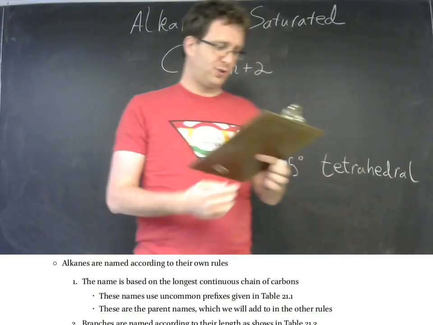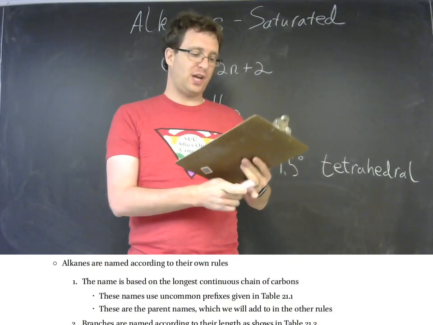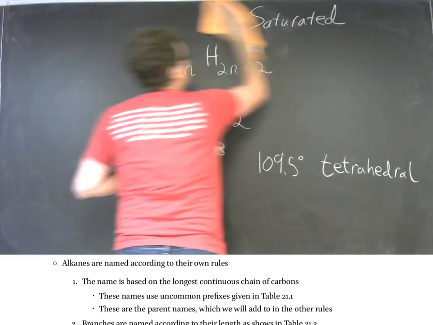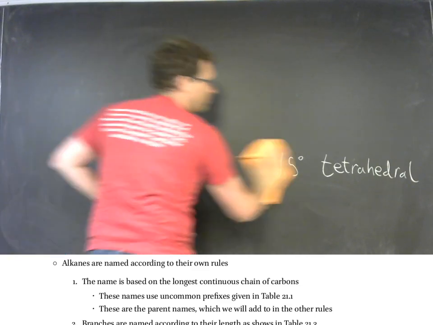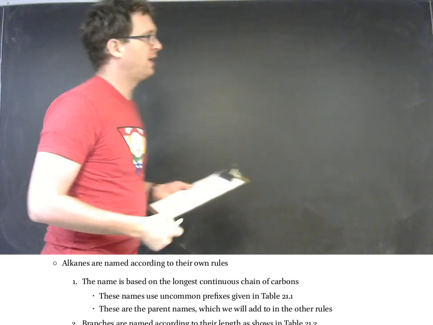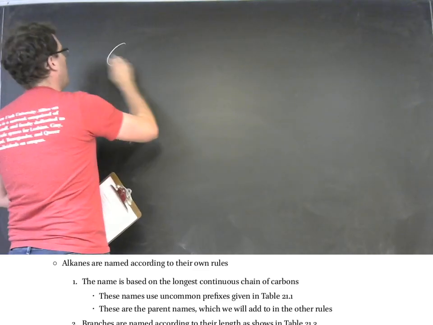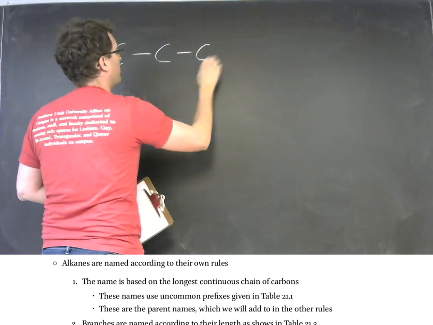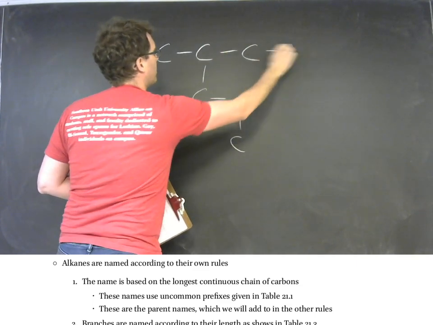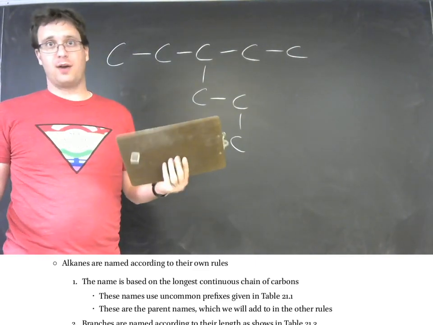So the first rule here is that the name is going to be based on the longest continuous chain of carbons. I want to point out, especially if you're looking at structural formulas or Lewis structures, that may not always be obvious for you to see. So if I have carbon, carbon, carbon, carbon, carbon, carbon, carbon, carbon. I'll leave off the hydrogens for now because they don't really matter.